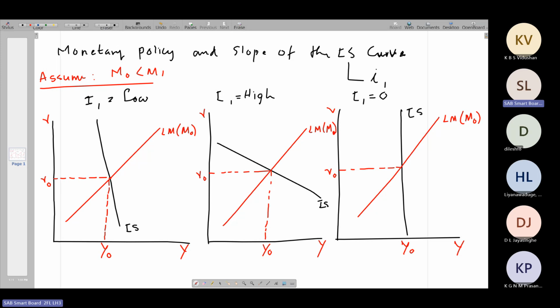So we assume the interest elasticity of money is the main factor. Now we are taking the critical factor, I1, as the main factor that determines the slope of the IS curve. Once we implement the monetary policy, what happens? That affects the LM curve. So you can shift the LM curve in parallel, to LM M1.